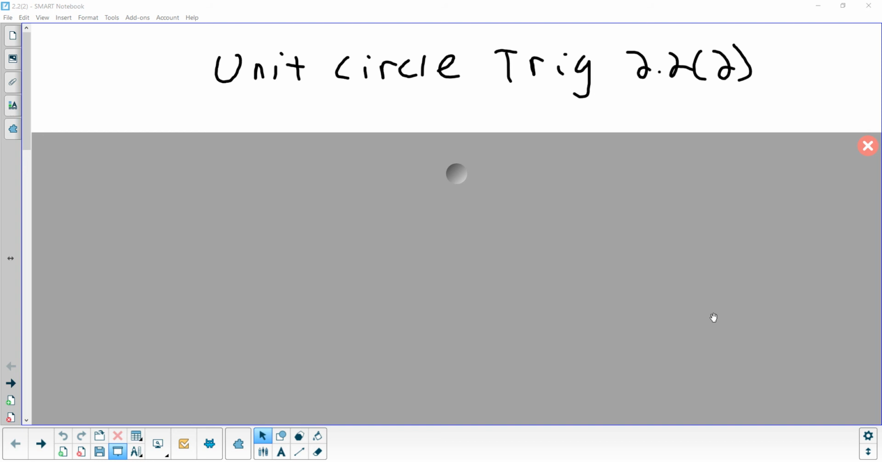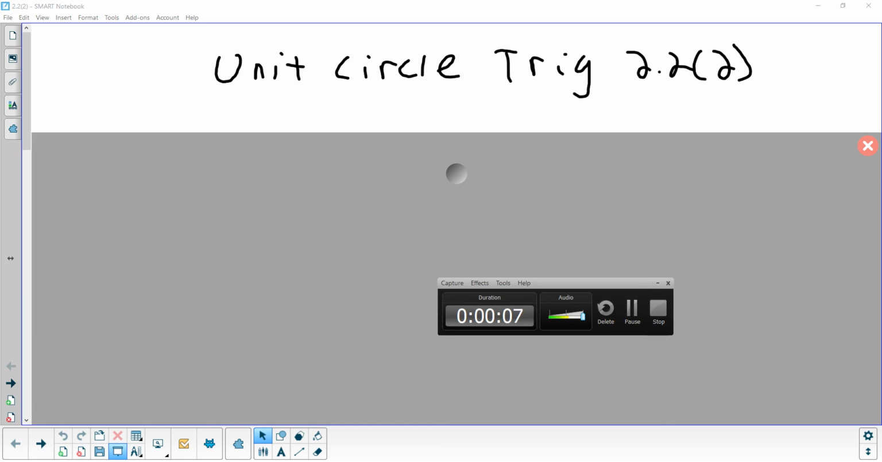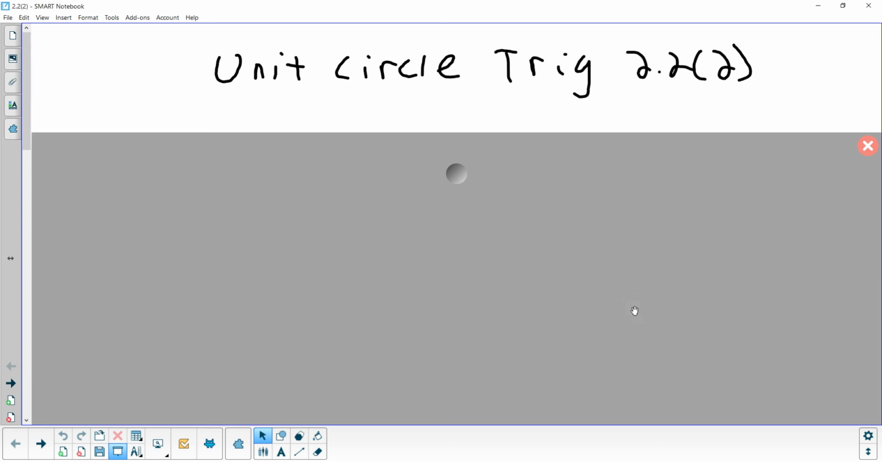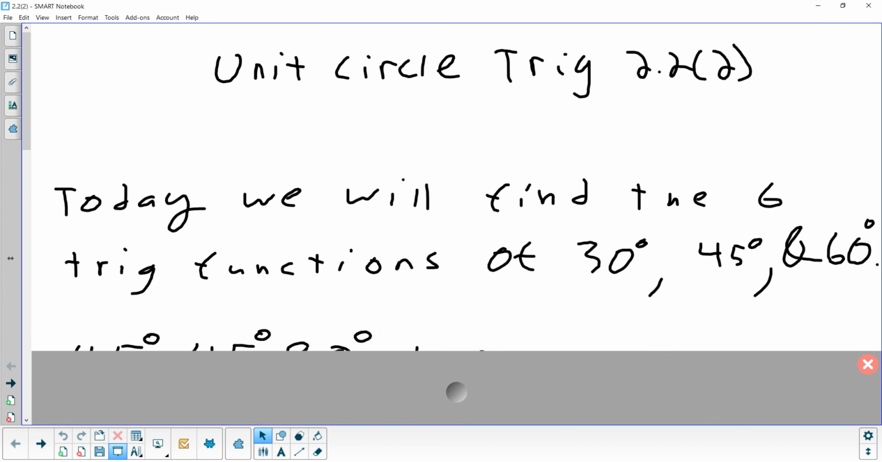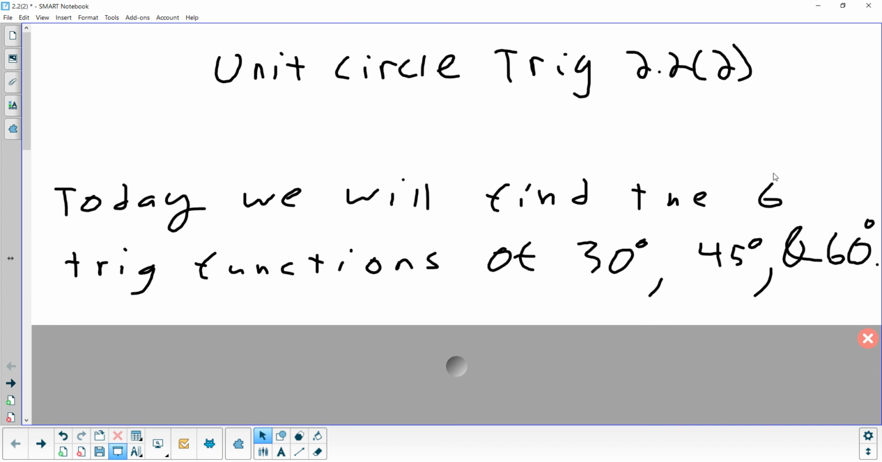So today we're going to look at the second part of section 2.2, which is on unit circle trig, except we're going to look at some of the angles besides just the quadrantal ones. We're going to start to look at the 30s, 45s, and 60s. So in order to work with these angles, the 30, the 45, and the 60, there's something we have to know about them. It's the same thing we had to know for every problem we did yesterday with unit circle trig.